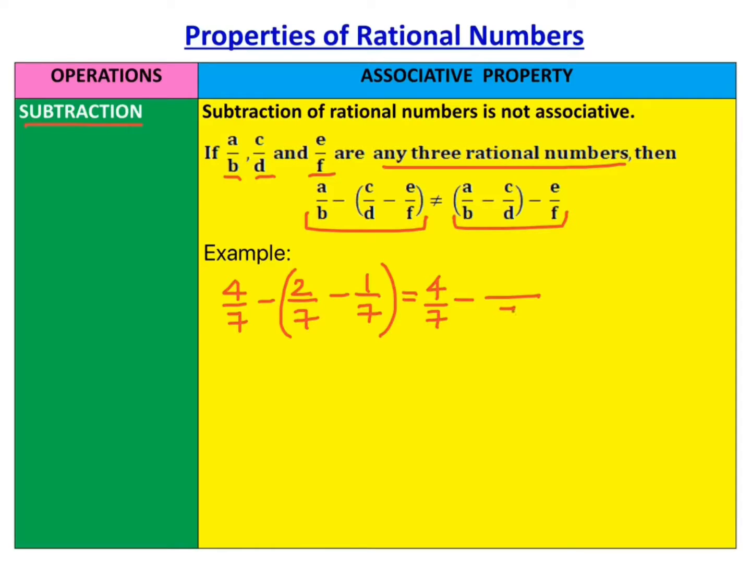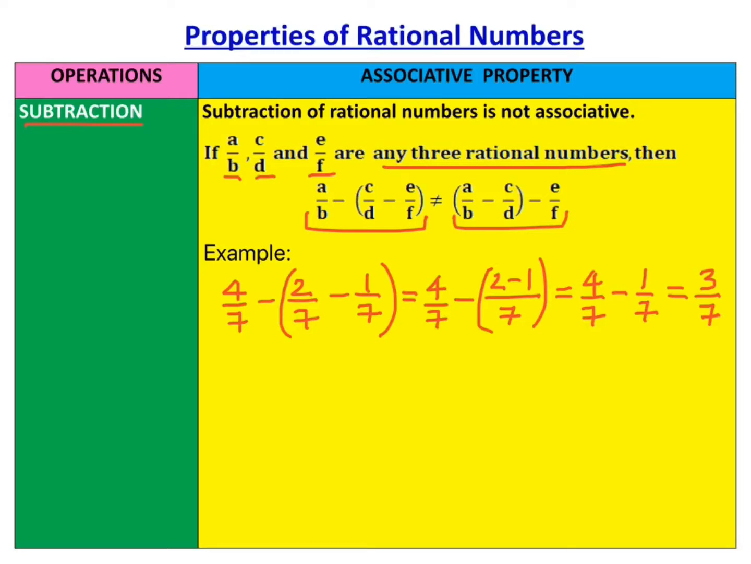So we will take 7 as the common denominator and simplify the numerators. 2 minus 1. This expression is equal to 4 by 7 minus, so inside the bracket in the numerator we have 2 minus 1, which is 1. 1 by 7 in the denominator. Now this expression is equal to, let's subtract 4 by 7 minus 1 by 7, which is equal to 3 by 7.